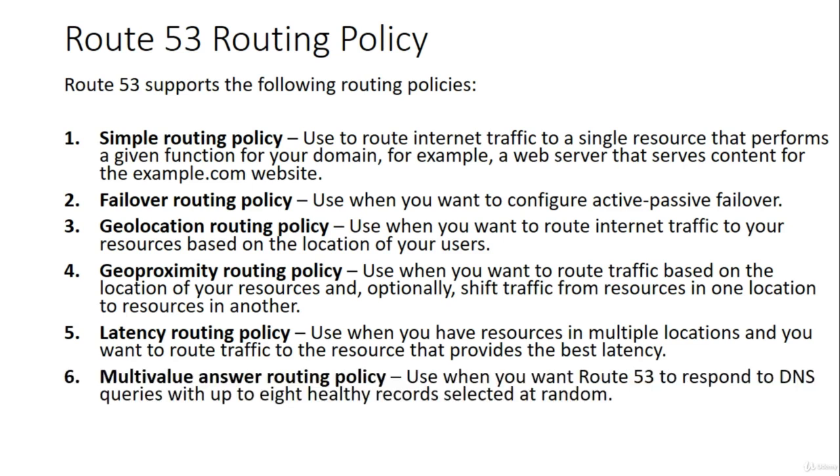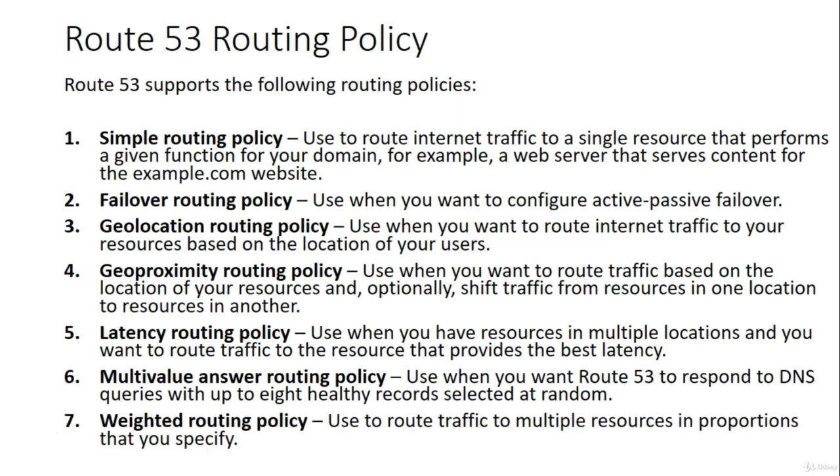Multi-value answer routing policy: use when you want Route 53 to respond to DNS queries with up to 8 healthy records selected at random. Then finally we have weighted routing policy. This is for some kind of testing, A/B testing, if you want to go ahead. It is used to route traffic to multiple resources in proportions that you specify. Route 53 is quite advanced in comparison to any other service present in the market, and this is quite interesting if you are digging deep into routing policies.